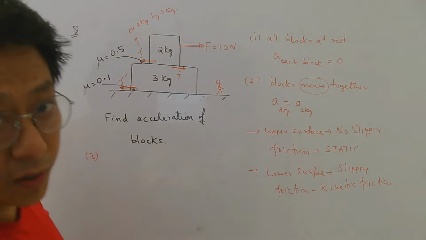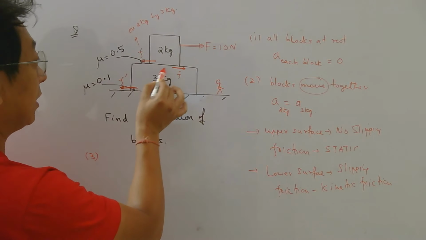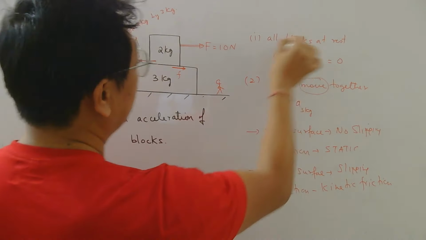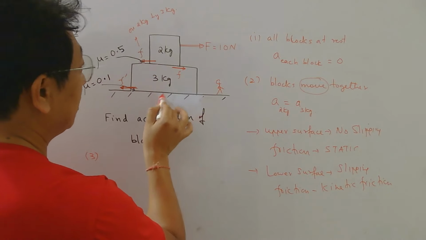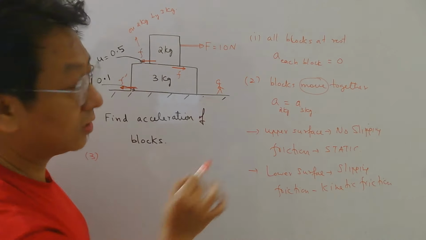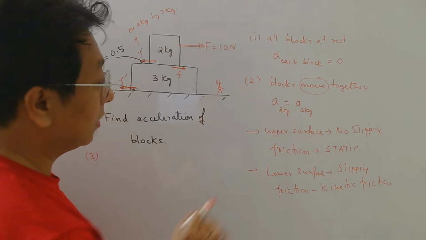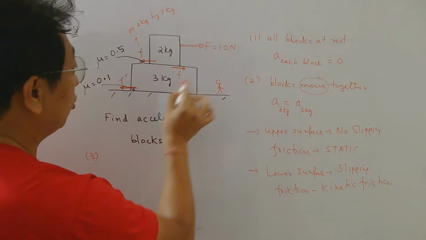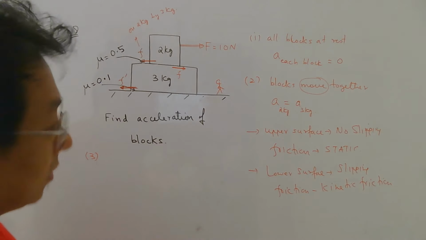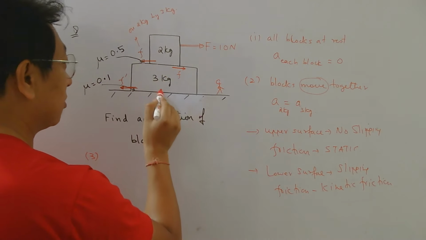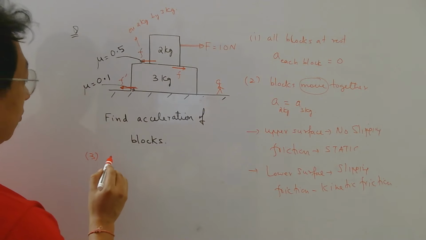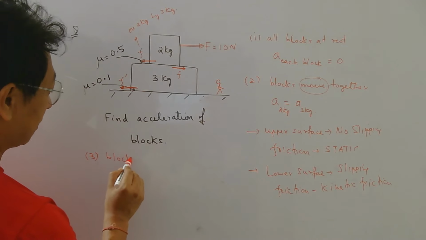Now the third possibility is there is slipping here also, here also. In the first possibility, there was no slipping here, no slipping here. Both were at rest here also, here also. So the whole system was at rest, right? In the second example, they are moving together, meaning here there is slipping, but here there is no slipping. The third example is there is slipping here also, here also. So that means the two blocks will move with different accelerations.